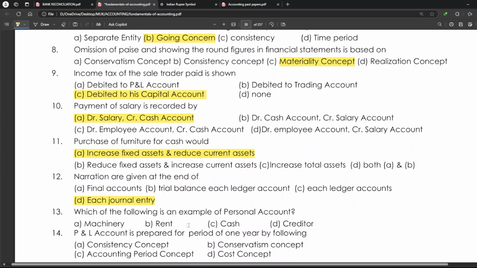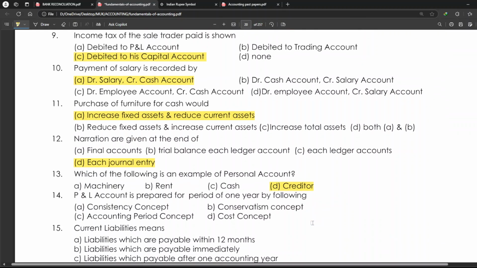Which of the following is an example of a personal account? What are personal accounts? Personal accounts relate to suppliers, customers, and creditors. Those are personal accounts, of who is being owed and who owes. So from here, machine, rent, cash, the answer is D, personal accounts, where somebody is being owed or owes, and those are either suppliers, customers, or creditors only.